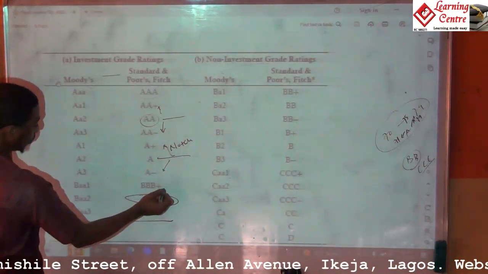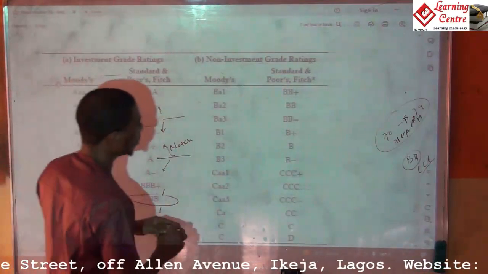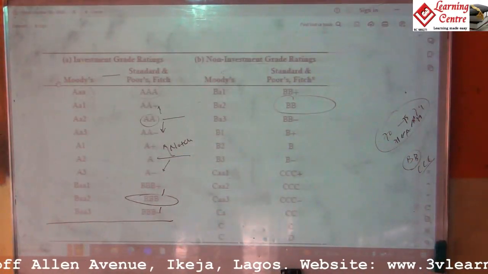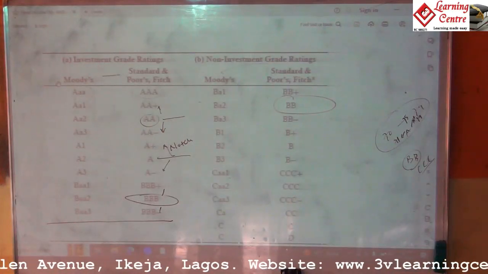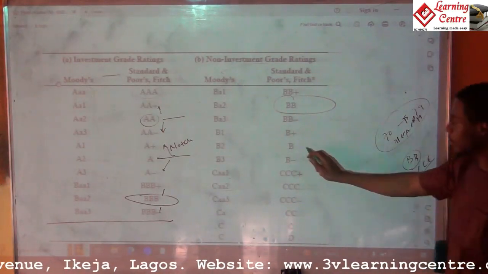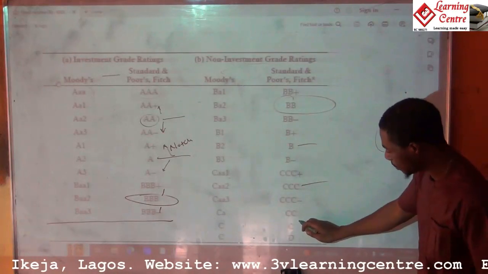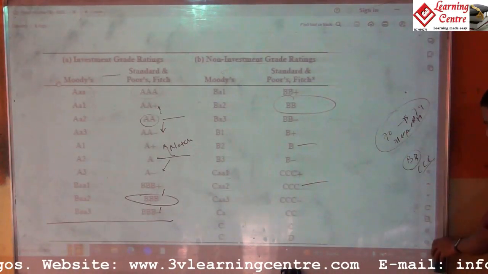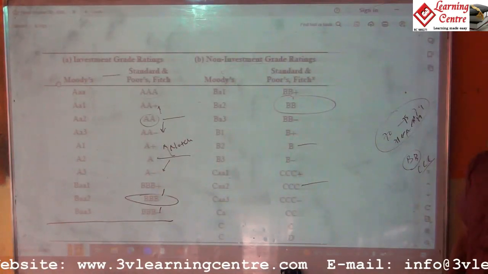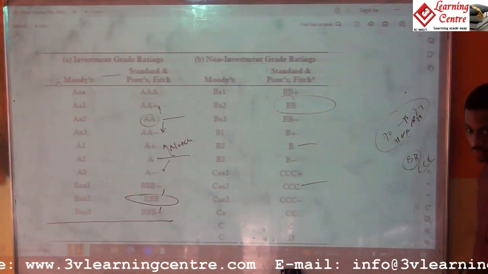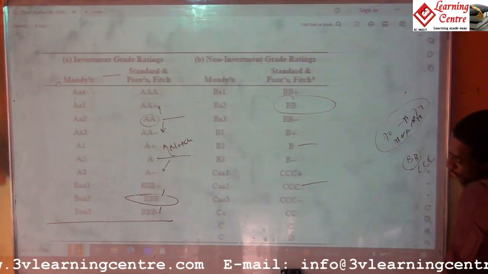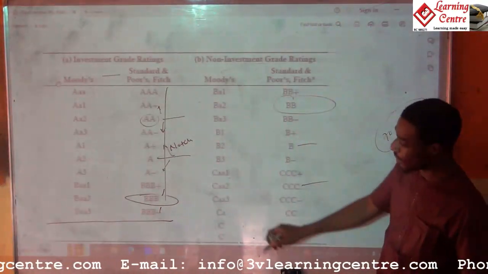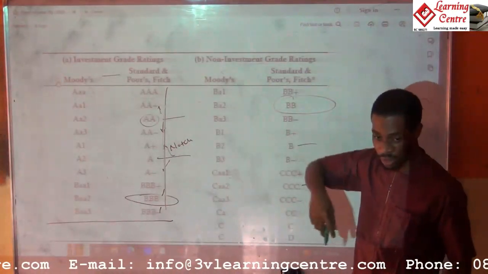So the real ratings are triple A, double A, single A, triple B. The others are just lesser. Triple A is very strong, very strong, with low potential growth. On this side, what you are concerned with is potential.